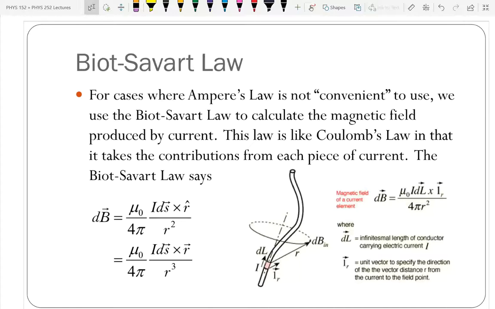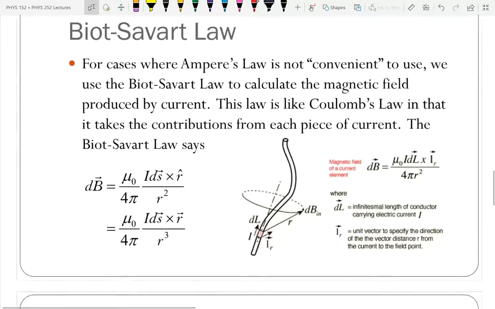The Biot-Savart law says that if we have a wire with current going through it, we can calculate the magnetic field at some random point based on the current through that wire by integrating over each piece of the wire. So just like with Coulomb's law, we were finding the electric field that's created by each piece of charge. Now the Biot-Savart, we're finding the magnetic field created by each piece of current.